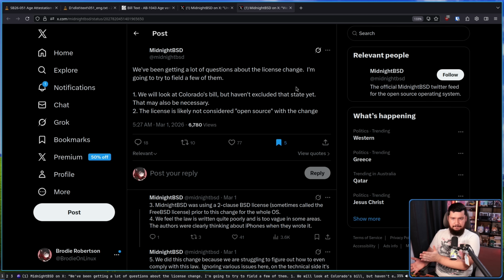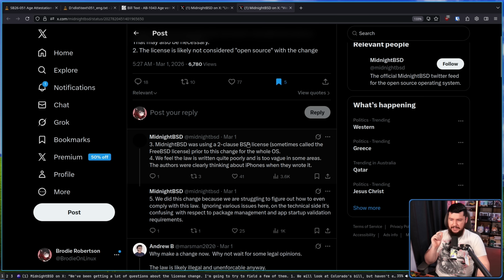And that is, by definition, not open source. Open source is available to everyone. MidnightBSD was using a 2-clause BSD license, sometimes called the FreeBSD license, prior to this change for the whole OS. We feel the law is written quite poorly and is too vague in some areas. The authors were clearly thinking about iPhones when they wrote it.